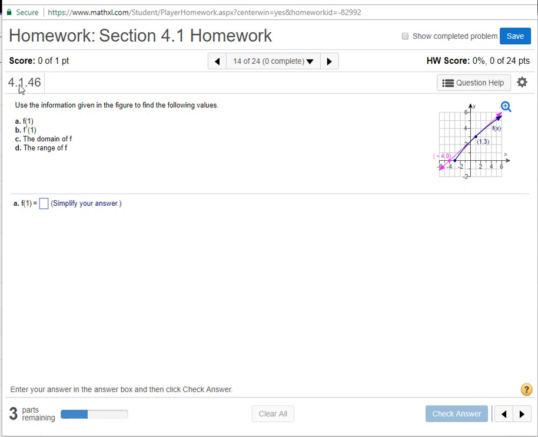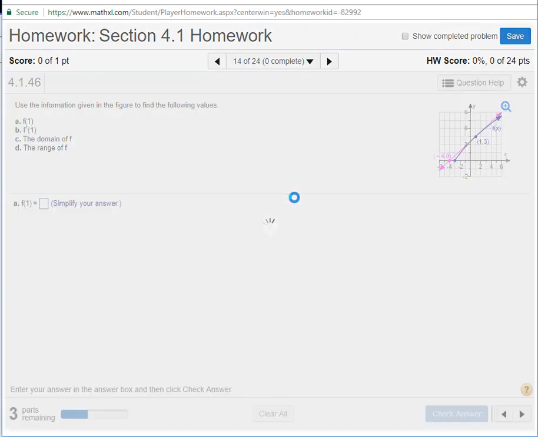So we're going to take a look at this question from section 4.1. This really doesn't require any writing, so I'm just going to try to talk us through it here. It says use the given information in the figure to find the following values. So we want to find f of 1, f prime of 1, the domain of the function, and the range of the function. So let's take a closer look at the function.